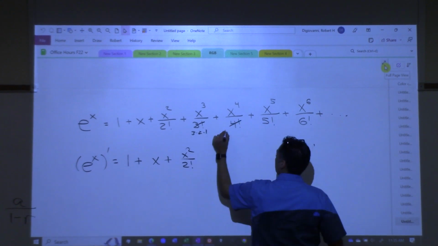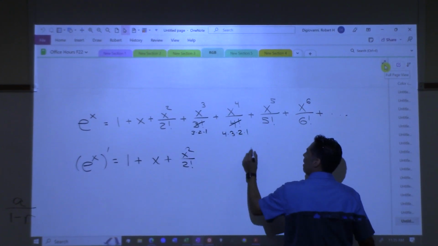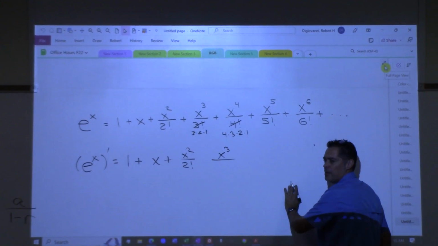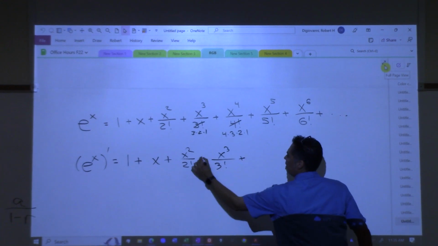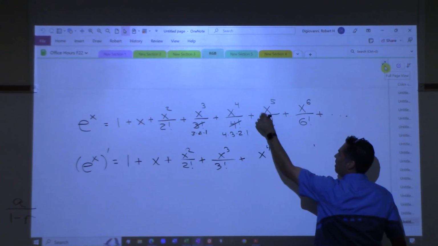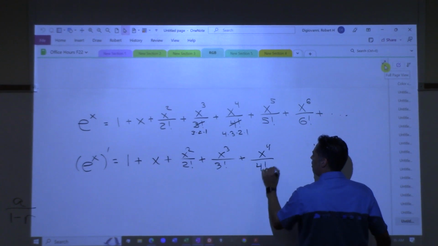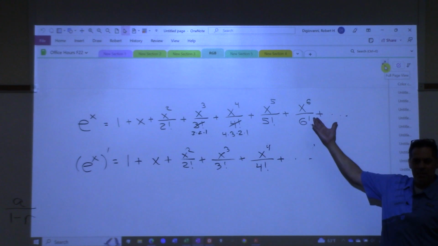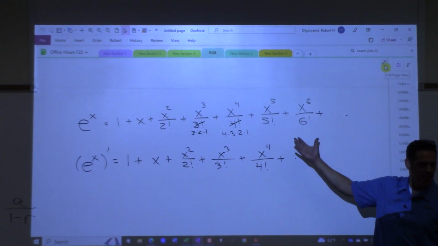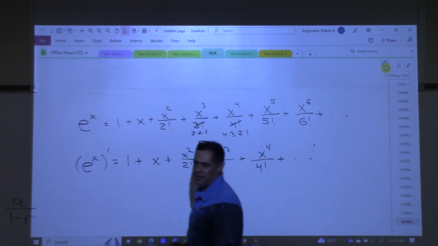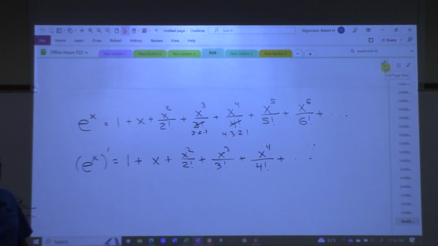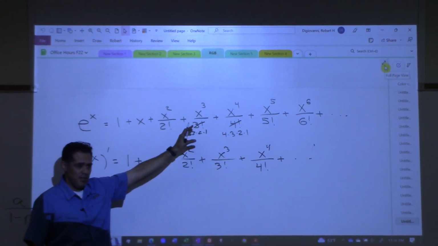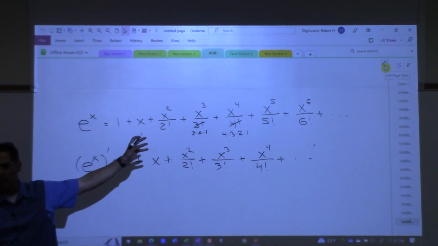And then here, this is really 4 times 3 times 2 times 1, right? So when you do the power rule, 4 comes out, cancels. You get x cubed on top, and what's left on the bottom? 3 factorial. And then you keep going, right? x to the 5th, 5 comes out, cancels, and you get 4 factorial. And guess what? That's the same thing. It's the same exact series. This is the only function that does that. There's no other power series that when you take its derivative you get the same power series you started with, except that one.